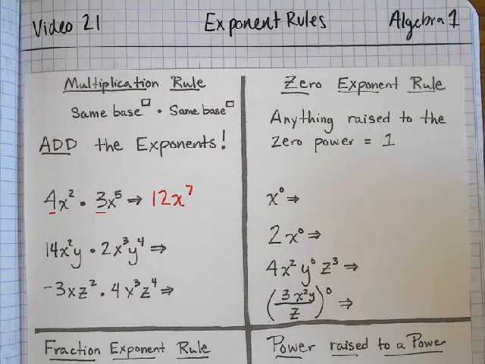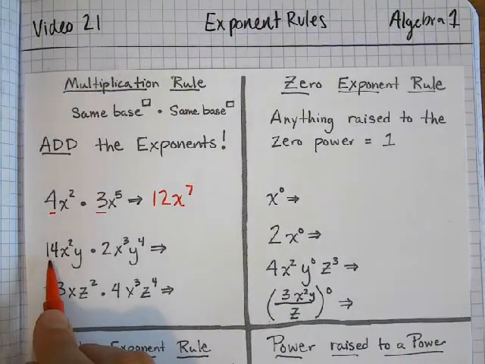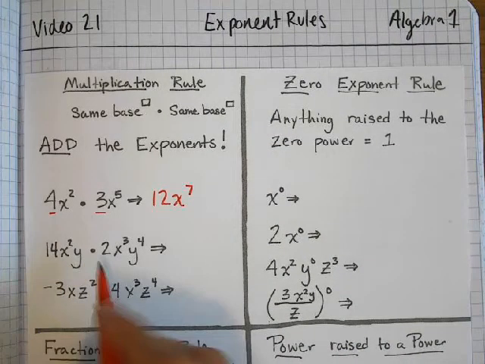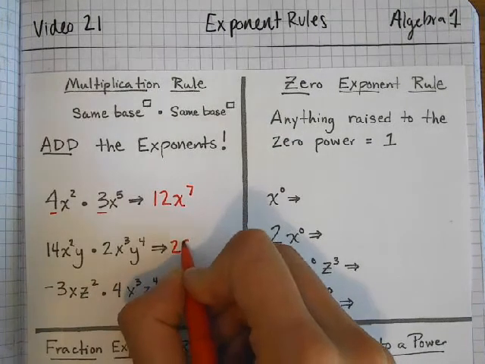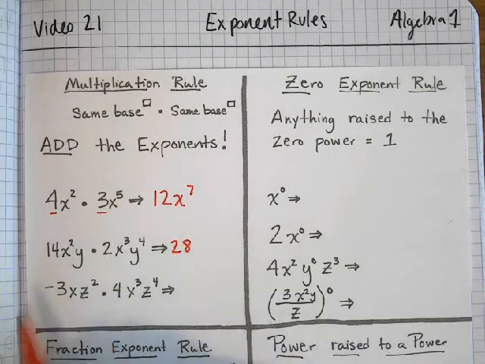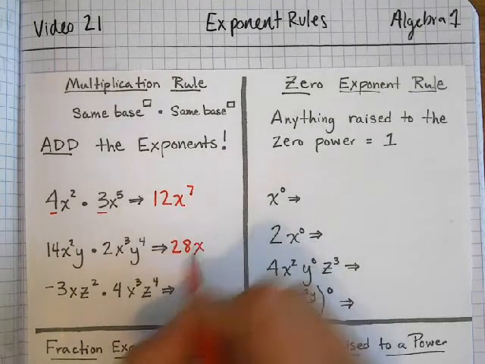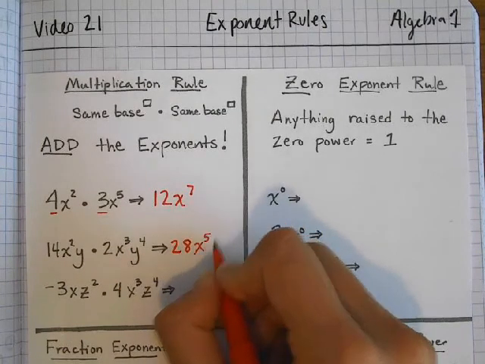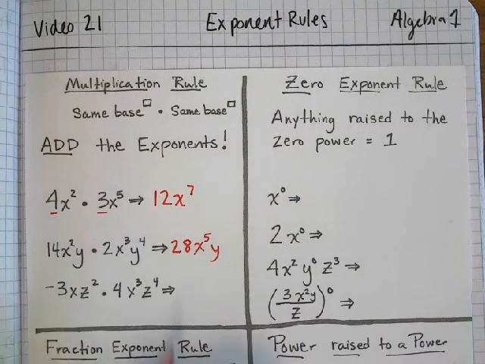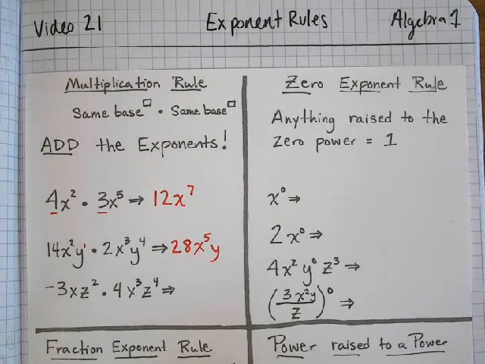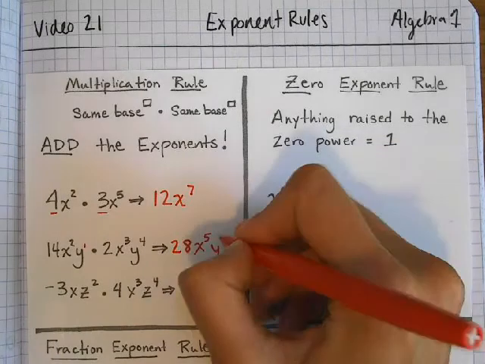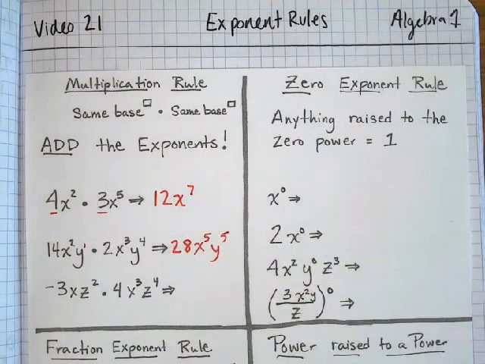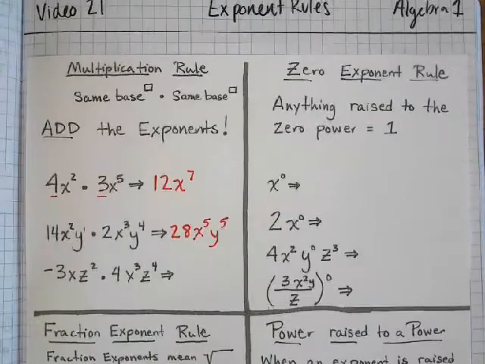Okay. So first, let's look at our coefficients first. 14 times 2. We've got 28. Now let's look at our x's. So I know I'm going to have an x. I've got 2 and I've got 3, so that would be 5. And let's look at our y's. I've got 4, and here this one's a little 1. Even though it doesn't say 1, it's understood as 1. Okay, so 4 plus 1 would be 5. So 28, x to the 5th, y to the 5th.